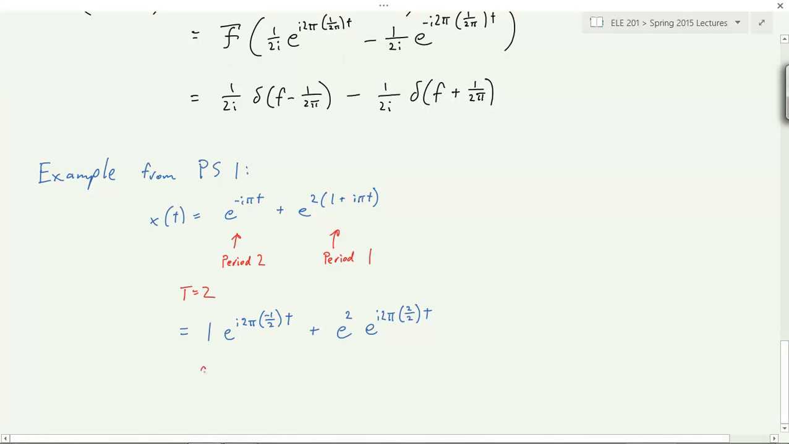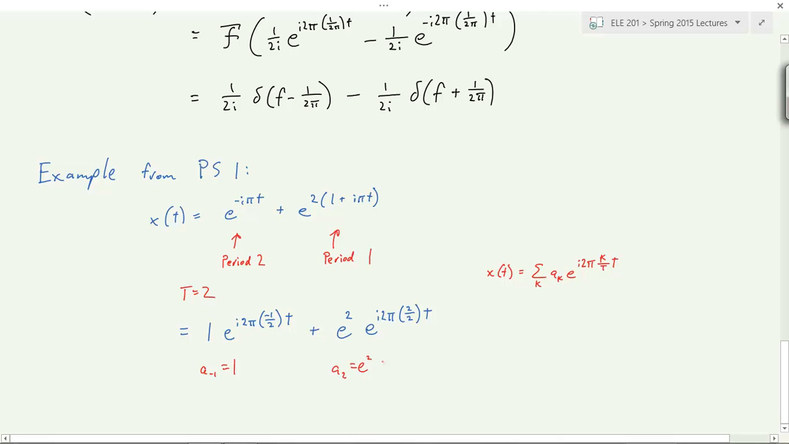So I can just get that a of negative 1 equals 1. Negative 1 because that's what the integer is in that exponential function. And a2 equals e squared. And all the other a's are 0. If this isn't clear, think about the fact that x of t, this is the synthesis equation, equals the sum over all k, a k, e to the i 2 pi, k over t, t. And so all I've done is identify that this is the term for k equals negative 1, this is the term for k equals 2, and all the other a's are 0.